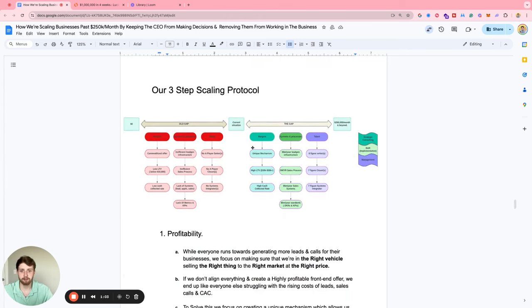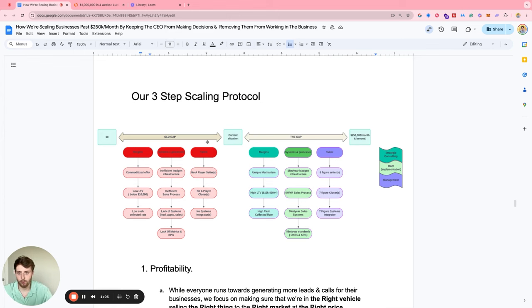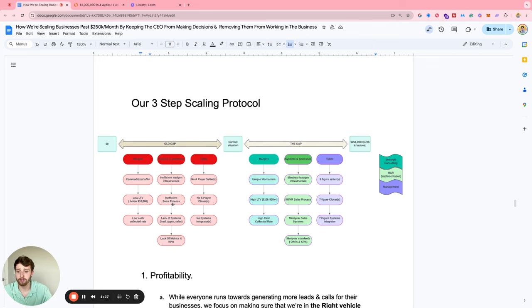And here's our three-step scaling protocol. Let me just zoom in on this real quick. So we've got zero to current situation, and from current situation to a quarter of a million a month and beyond. Basically, we go from margins where you have a commoditized offer, a low LTV, you're making below $10,000 per client, and you have a low cash collection rate. System and process-wise, you have an inefficient lead gen infrastructure, right? You have an inefficient sales process. You have a lack of systems, which include leads, appointments, sales, etc. And you have a lack of metrics and KPIs, compensation, all that stuff, right?